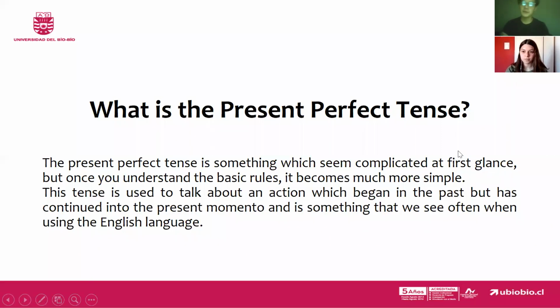First of all, we have to know what the present perfect tense is. Well, this tense seemed complicated at first because of that have or has. But when you understand the rules, it becomes simpler. This tense is used to talk about an action which began in the past, but has continued in the present. And it's something that we often use in English. So it's something that started in the past, but it's still being.